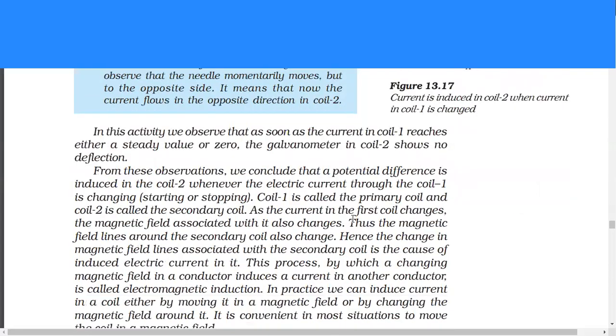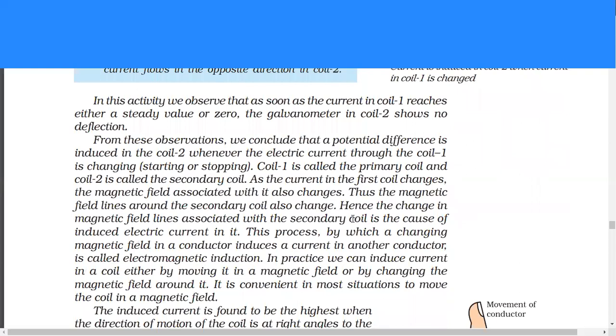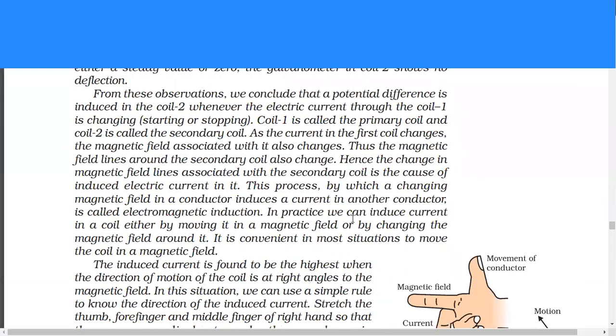In this activity, we observe that as soon as the current in coil 1 reaches either a steady value or zero, the galvanometer in coil 2 shows no deflection. From these observations, we conclude that a potential difference is induced in the coil 2 whenever the electric current through the coil 1 is changing. Coil 1 is called the primary coil and the coil 2 is called the secondary coil. As the current in the first coil changes, the magnetic field associated with it also changes. Thus, the magnetic field lines around the secondary coil also change. Hence, the change in magnetic field lines associated with the secondary coil is the cause of induced electric current in it.